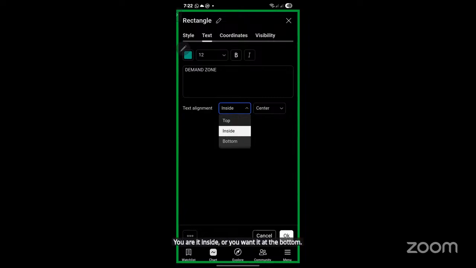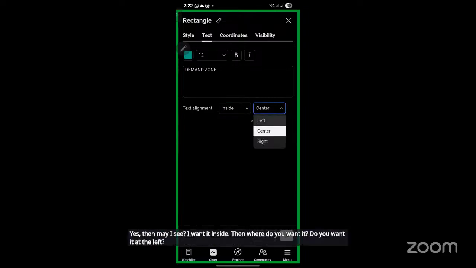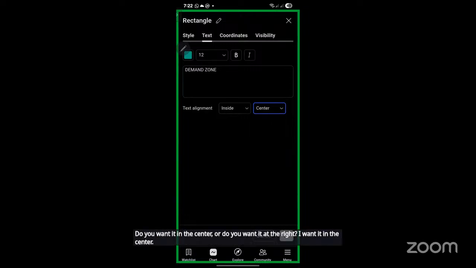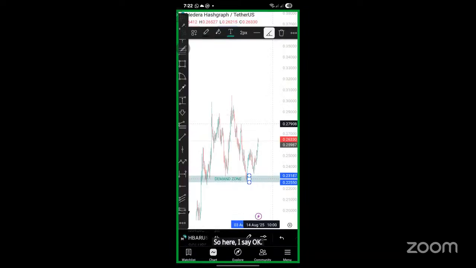I want it inside. Then where do you want it? Do you want it at the left, in the center, or at the right? I want it in the center. So here I say okay. So the word demand zone is there in the middle.